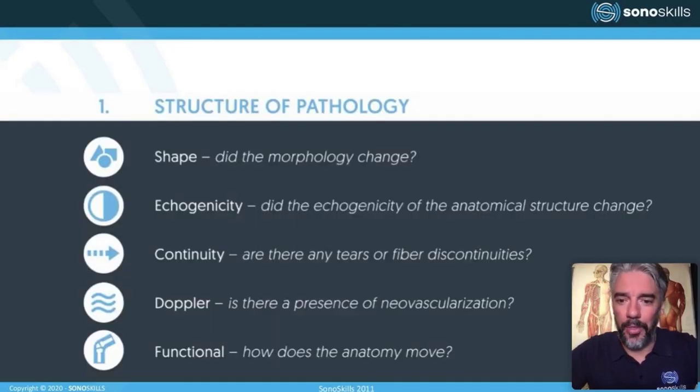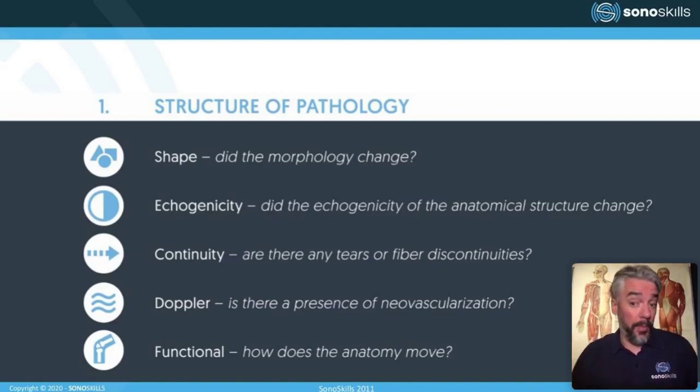Looking at the sonopathology, of course, we always use the Sonoskills pathology checklist. Having this checklist, having multiple assessment points. First, analyzing the structure or the integrity of the pathology, and we look at shape, then echogenicity, the continuity of fibers.